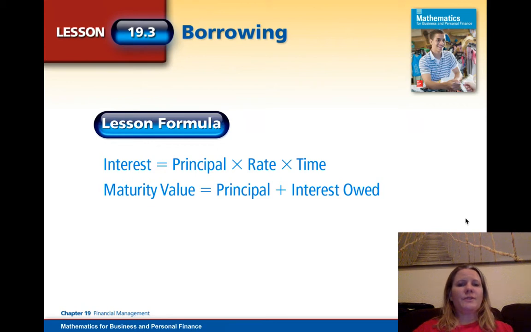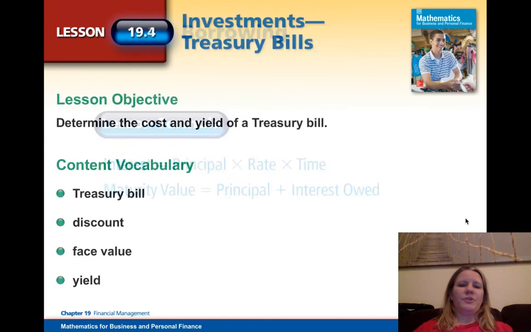So of course, we talked before about how the bank has to make their money somehow. So you add interest, that's the money that goes to the bank, plus your principal is the actual amount you get to take out to help your business start, and that together is your maturity value.